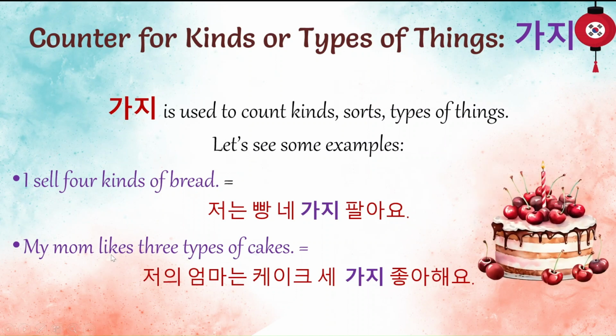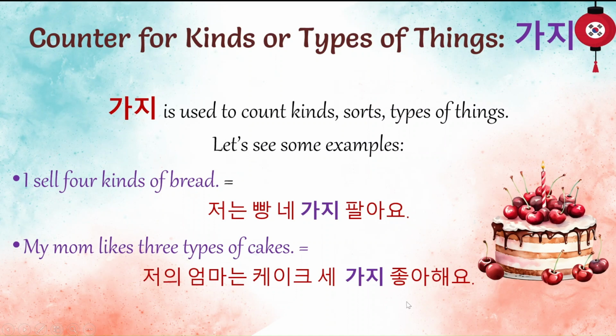Next is my mom likes 3 types of cakes. Now here you have to indicate 3 types. Okay, again you're going to use the counter kaji for that purpose. 저희 엄마는 케이크 3가지 좋아해요. My mom, 저희 엄마. Cake in Korean is cake. 3 is 세. To like, 좋아하다, present tense 좋아요. Now 3 types, 3가지. 3 types of cake, 케이크 3가지.